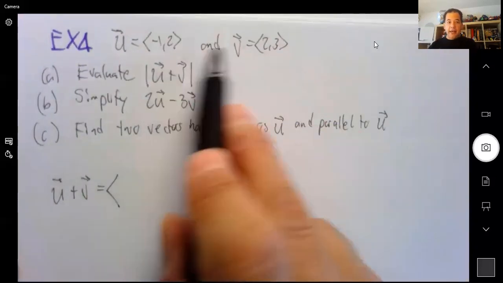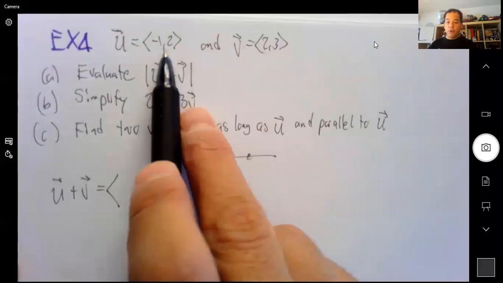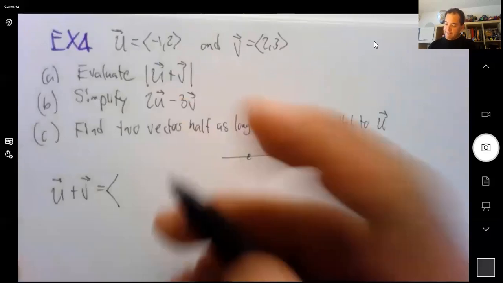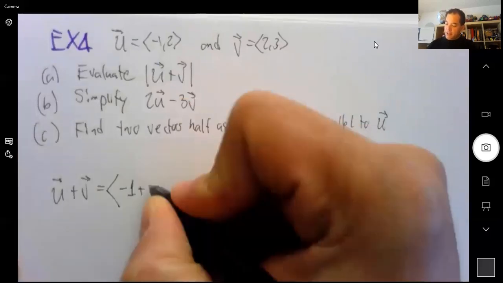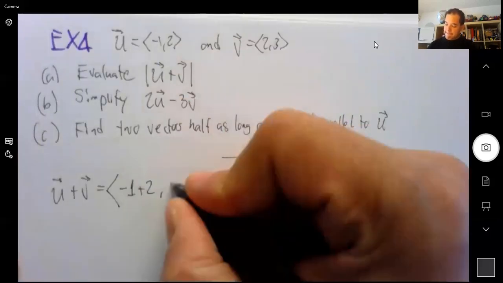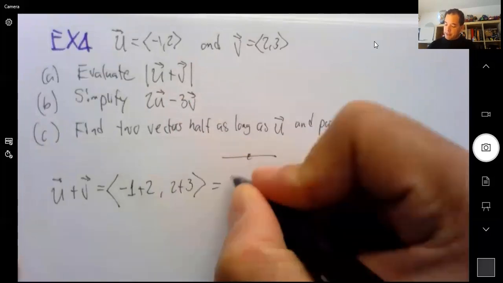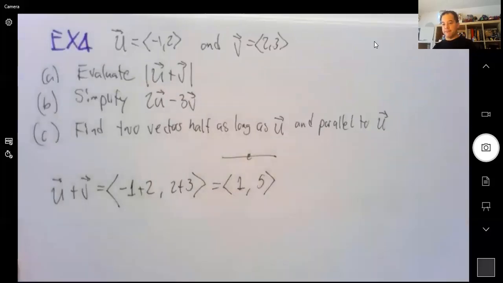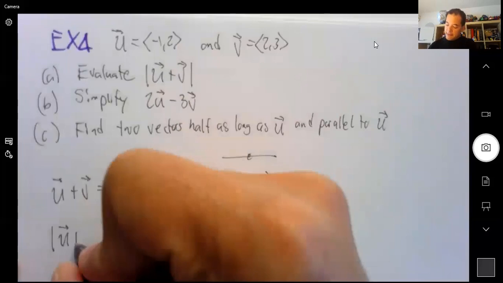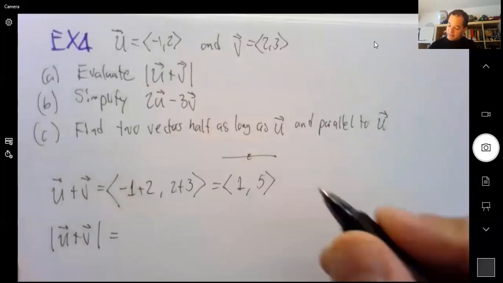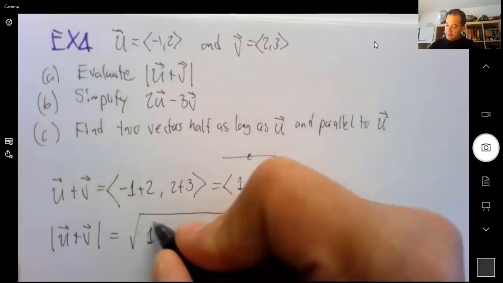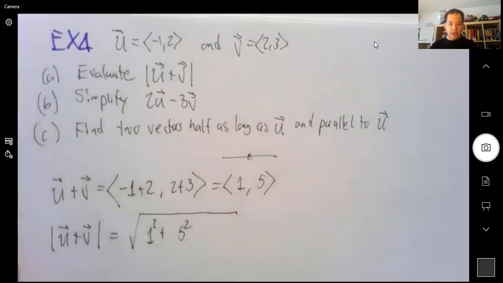Well, we said add up the corresponding components, right? So we're gonna add the -1 with the 2, easy. And we're gonna add the 2 with the 3. So this will be 1, 5, right? And then get the magnitude. How do we get the magnitude? Well, the square root of this number squared. And it should be -1. Should be -1. Let's see.